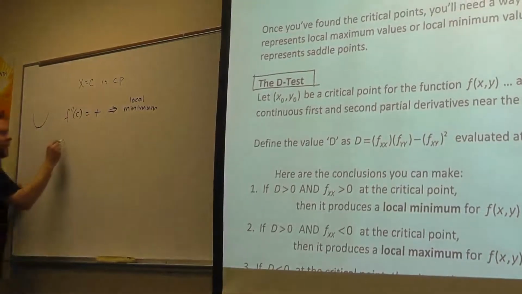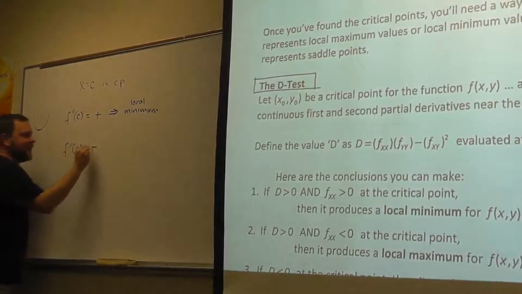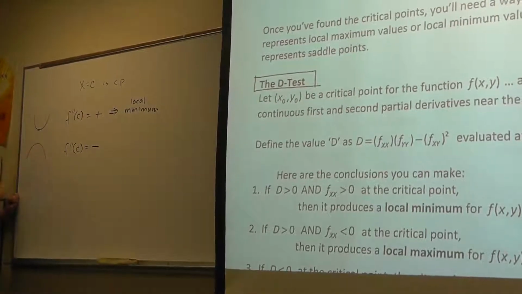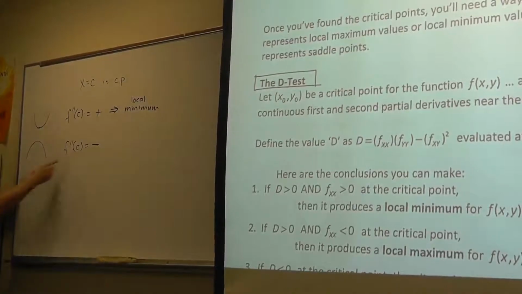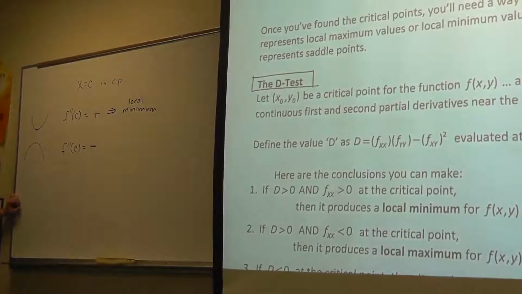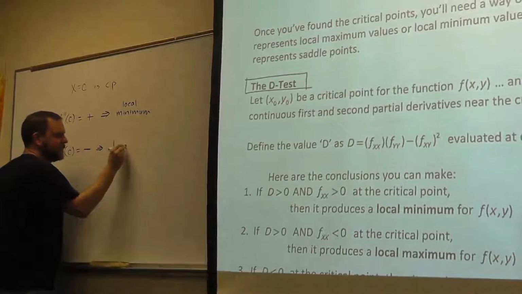Conversely, if you take your critical point and plug it into the second derivative and it gives you a negative result, a negative second derivative indicates concave down. And since we're talking about a critical point, it has to be at the top of a concave down portion. So a negative second derivative there implies a local max.